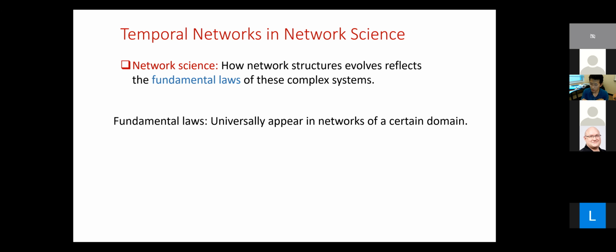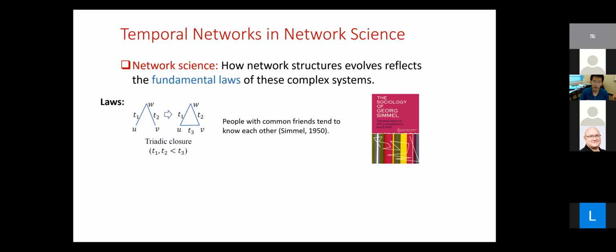If you check most network science papers, you will see that people want to investigate whether there are some fundamental laws or rules of different types of networks, corresponding to different types of dynamic systems. By fundamental laws I mean that dynamic systems evolve over time according to some laws that universally appear in networks. Here I give a bunch of examples of very important laws in temporal networks.